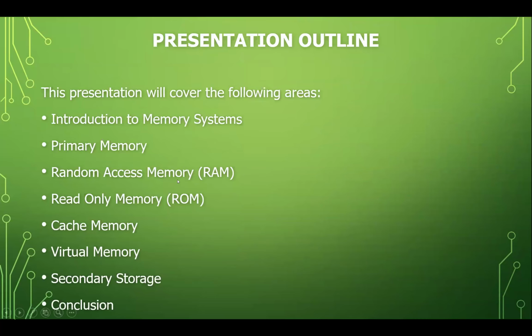Here's what we'll be covering today. We'll start with an introduction to memory systems, then dive into the various types of memory: primary memory, which includes the RAM and ROM, cache memory, virtual memory, and secondary storage. Then we conclude by examining how all these components fit together in what we call the memory hierarchy.